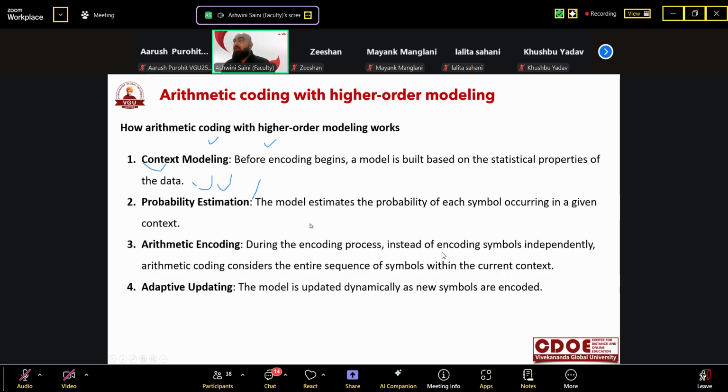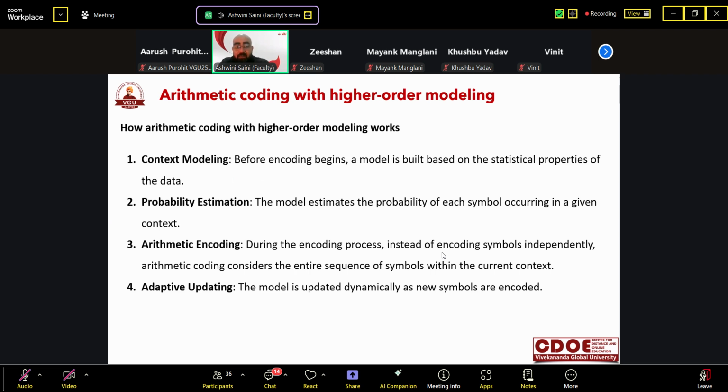So, arithmetic coding with higher order modeling. Why we are using context modeling, and before encoding begins, I have to delete these annotations and drawings. So, arithmetic coding.